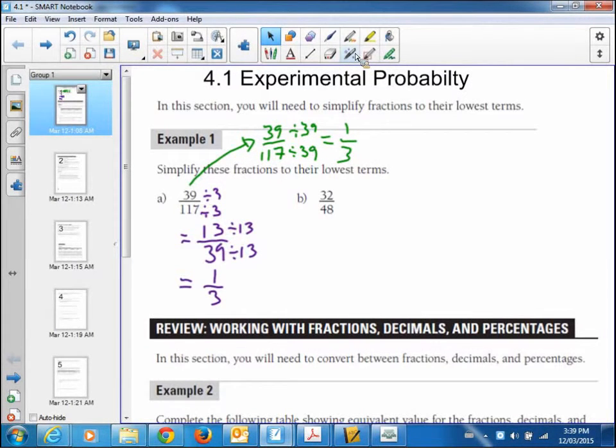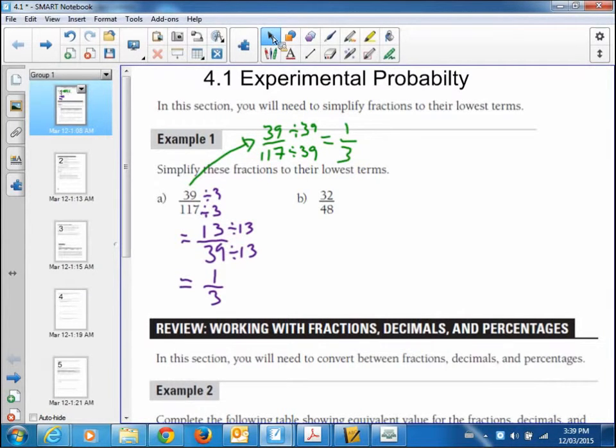How about 32 out of 48? Now with this one here, you could definitely tell 32 doesn't go into 48, so it's definitely not that. You could test out some other numbers. It's definitely an even number too.